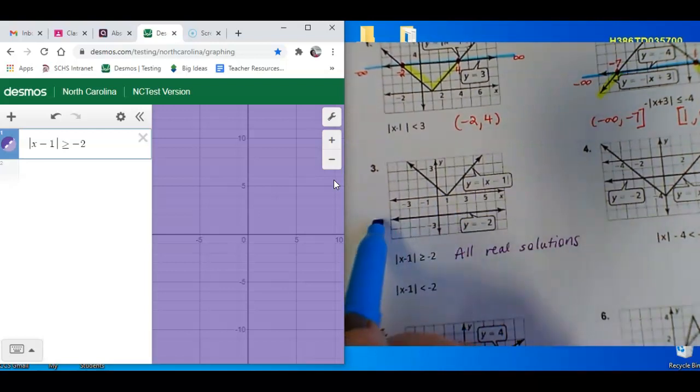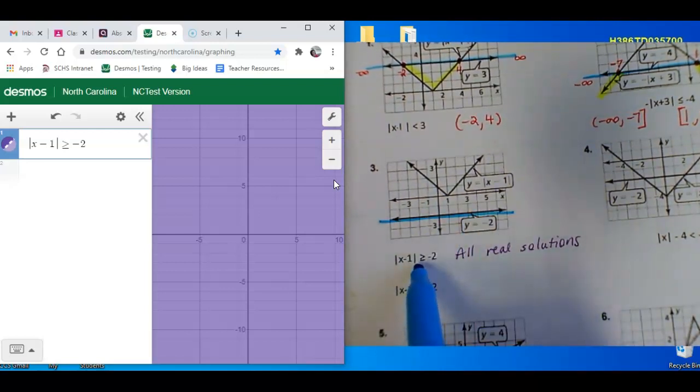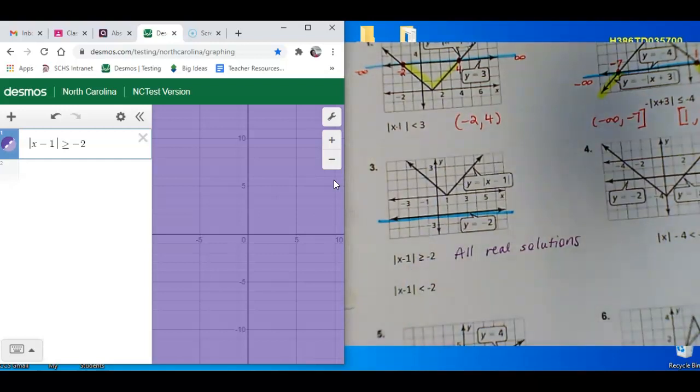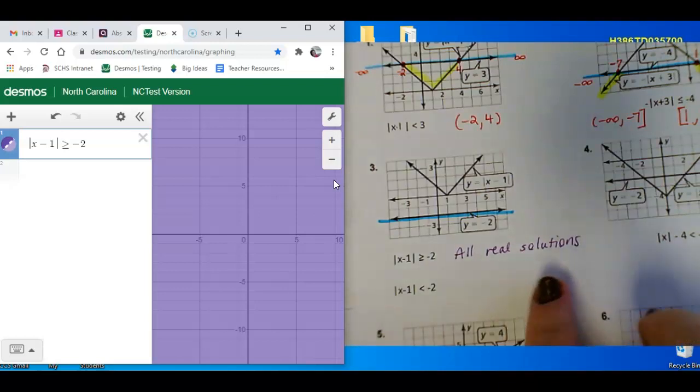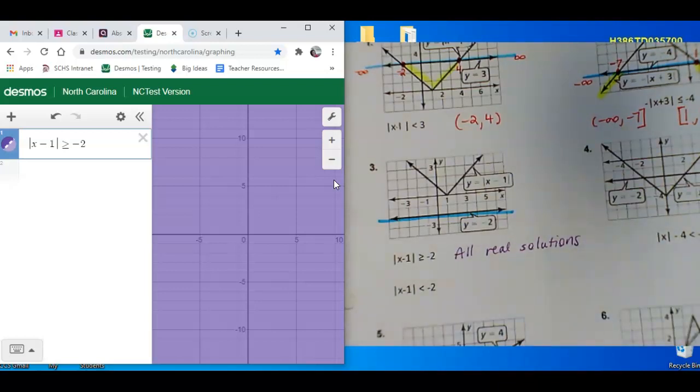So, if here's that -2, the question is, where is the graph greater? Here's -2. It wants to know where's the graph above it. Well, where is the graph above it? It's always above it. Okay? Because it's always above it, that means it's all real solutions. It means every solution works. No matter what number I put in there, it will always be greater.